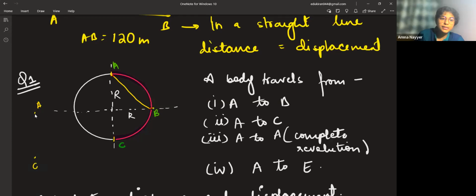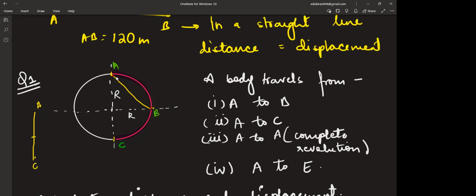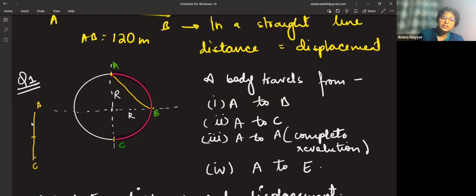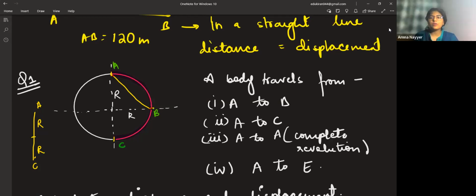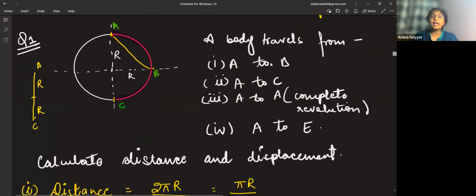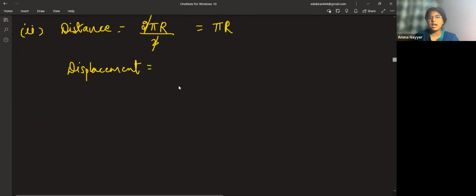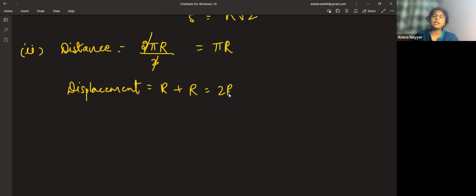How do we calculate displacement? We join initial and final. Look in the figure, something is given. This is radius, this is radius. So total will become 2r. This is r, this is r. So r plus r, that is the displacement. Why didn't we take pi r this time? Why didn't we take 2 pi r? 2 pi r is the entire distance. When we talk about displacement, we just join the initial and final. So this becomes r plus r, which is 2r.